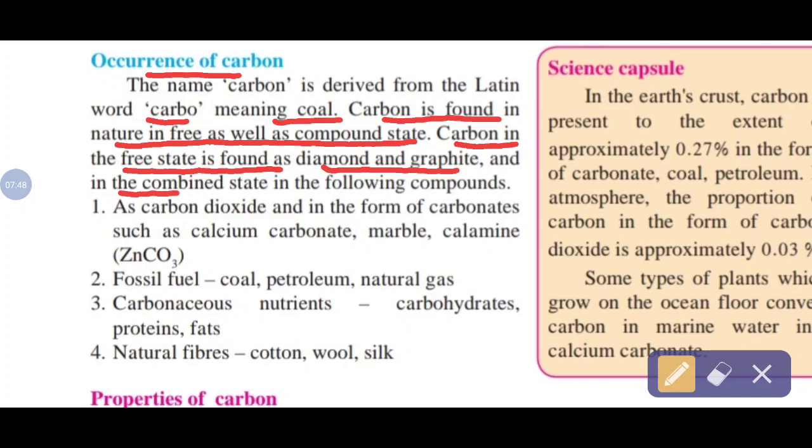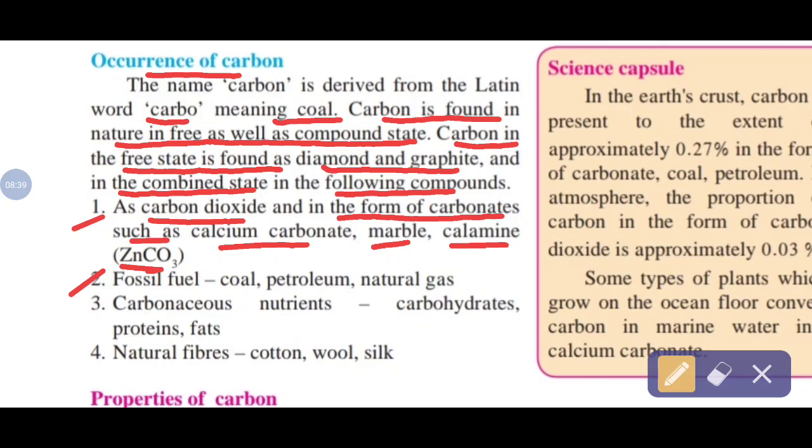And in the combined or compound state, carbon is found in the following compounds. First one, as carbon dioxide and in the form of carbonates such as calcium carbonate, marble, and the third one given is calamine. The formula of calamine is given in the bracket, ZnCO3. Calamine is a common name. Its formula is ZnCO3, so its chemical name is zinc carbonate. Remember, calamine means zinc carbonate.